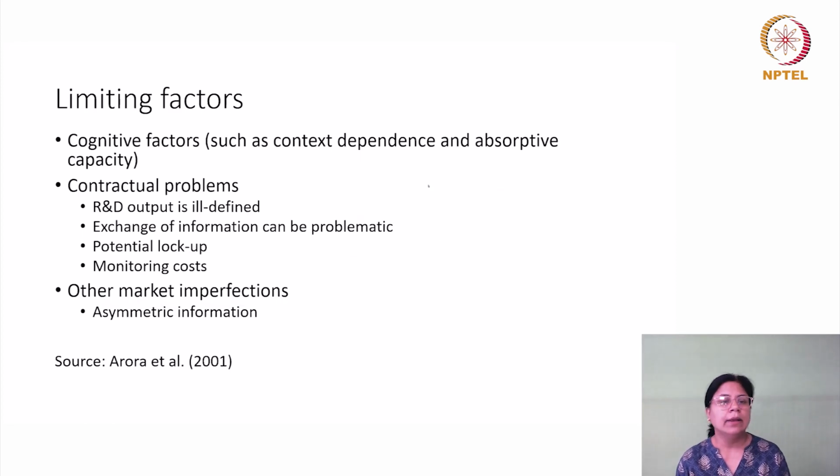On the other hand, there can be limiting factors, which will limit the potential gains that can come to a company from the licensing as such. So what are those limiting factors? Clearly, there are market imperfections, there is an asymmetry of information.